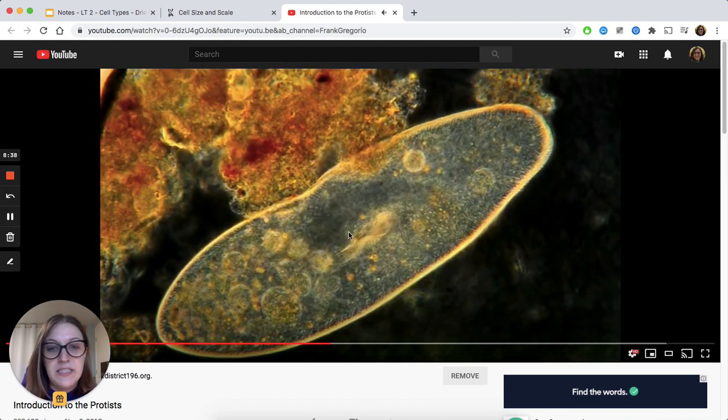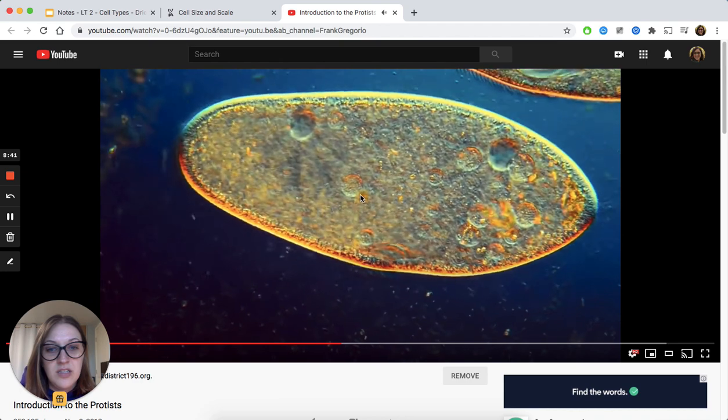So inside of this paramecium, you can see some of their organs doing different jobs.